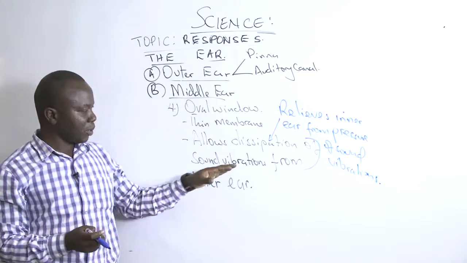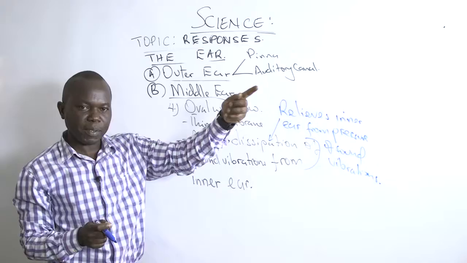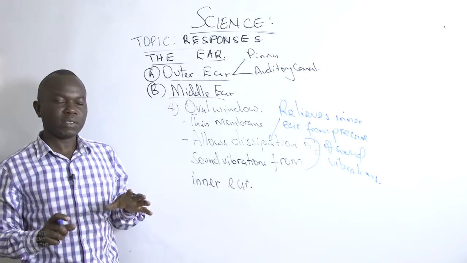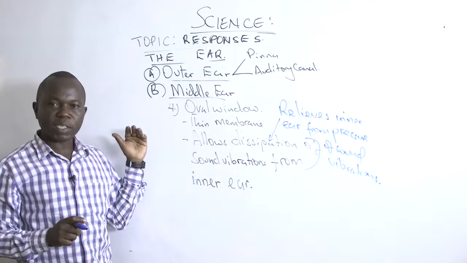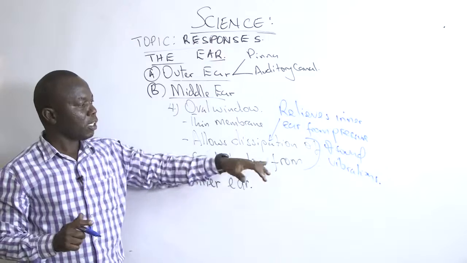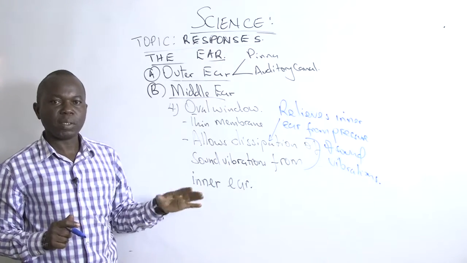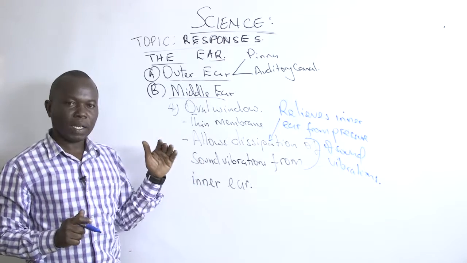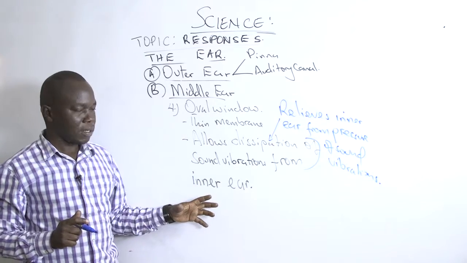So why is this important? Why is it that the vibrations have gone to the inner ear, they have stimulated the sensory cells, and again they have to get out of the inner ear through the oval window? Because if those vibrations continue, they may damage the delicate parts of the labyrinth of the ear.